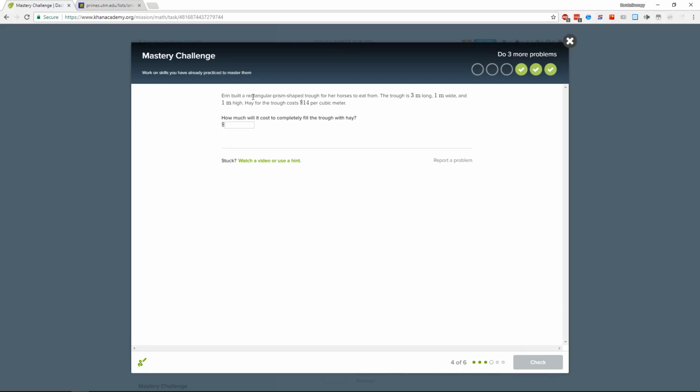Built a rectangular prism-shaped trough for her horses to eat. Trough is blah. Hay cost blah. How much will it cost to completely fill? So 3 times 1 times 1. So 3 times 14, which is 42. Looks like 3 times 4 should be 12. I think it's 42.